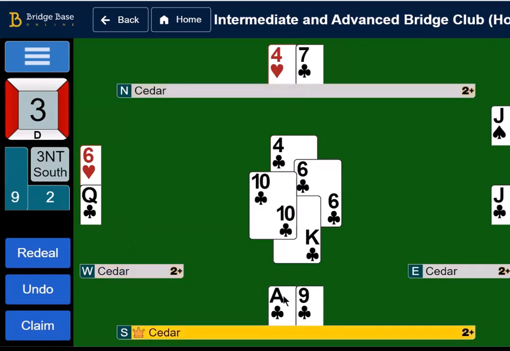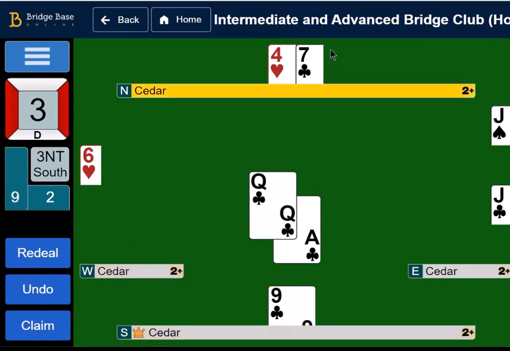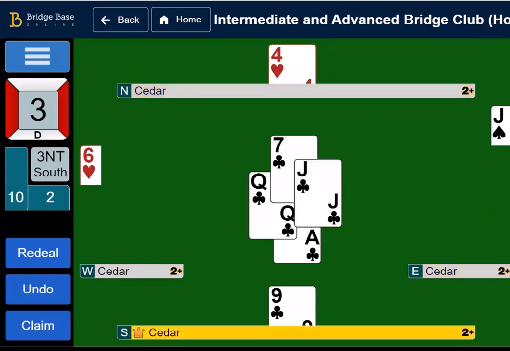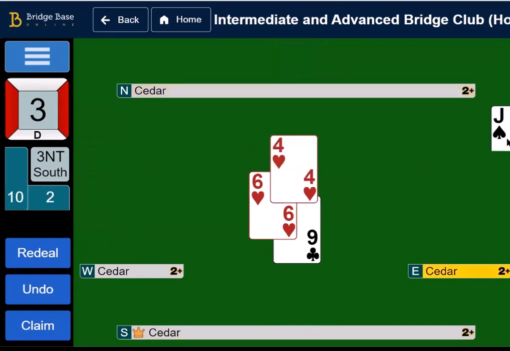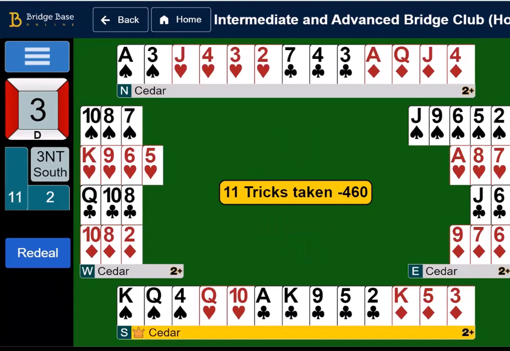And often you find you haven't succeeded because there was never a squeeze on in the first place. You only have squeezes when the same player has both of the guards. But West did have both of the guards, and now West is paying for it as I draw in my 9 of clubs in the end.